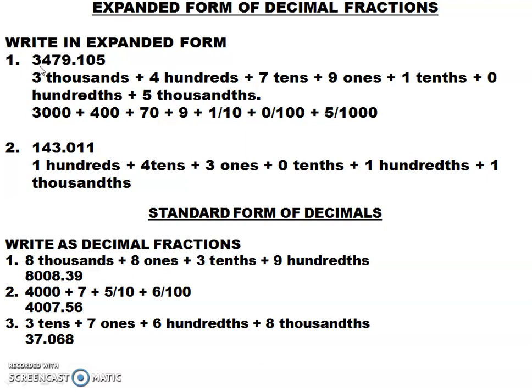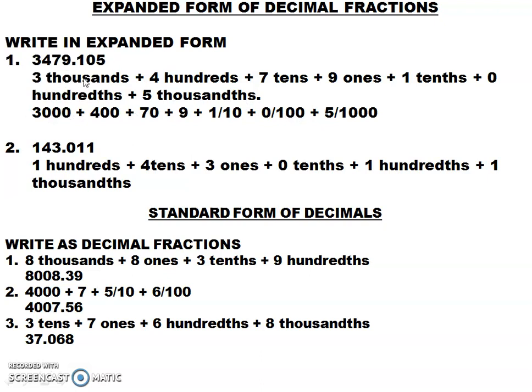Read the number first. 3479.105. Once again, 3479.105. How is the expanded form? You can write the expanded form in two different ways. One in words and the other in the number format.